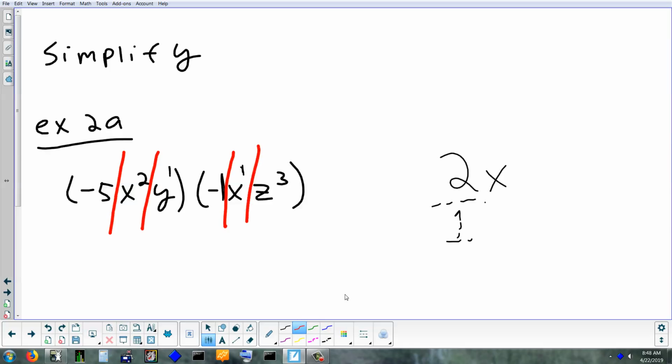That 3 belongs to that z, I should say. It looks like a 2, honestly, but this is a z. That's why Mr. Hager puts the line through it so you know the difference. Right? So all those things are separate from one another.